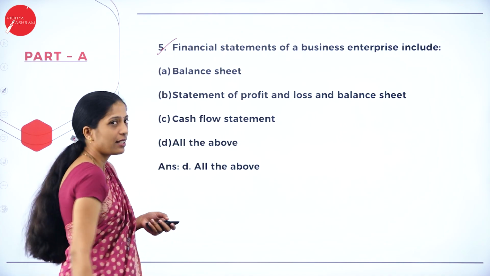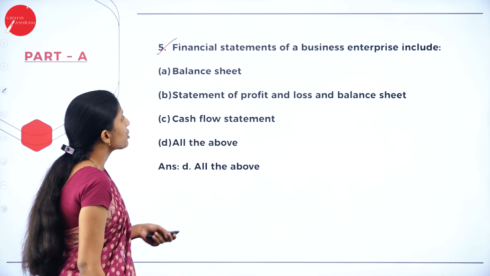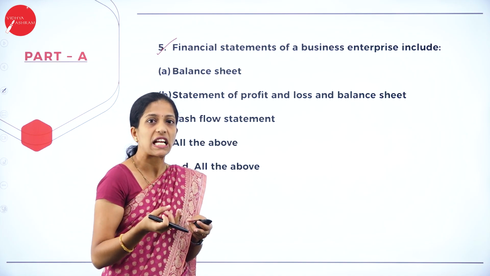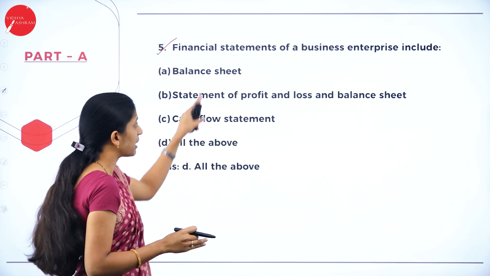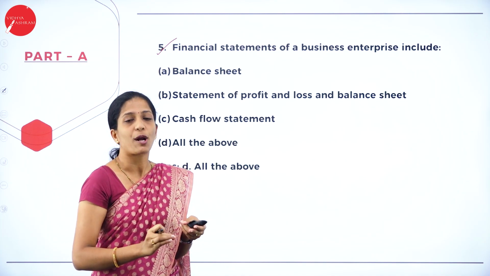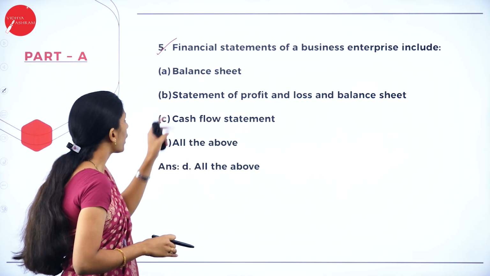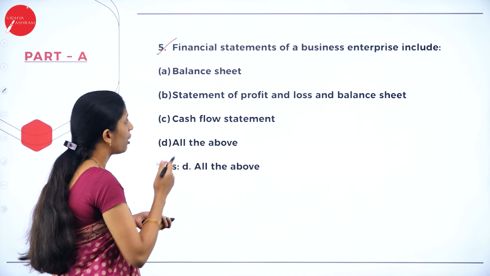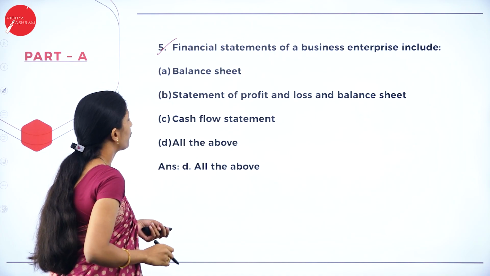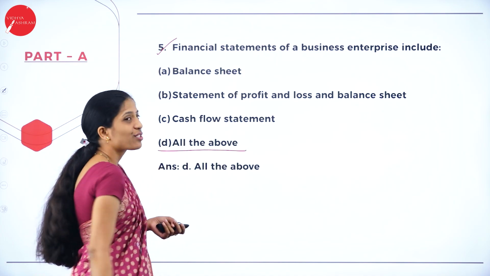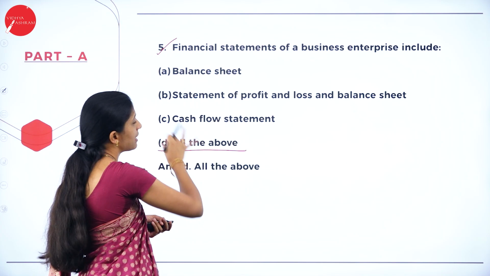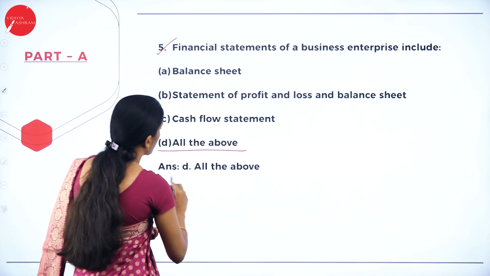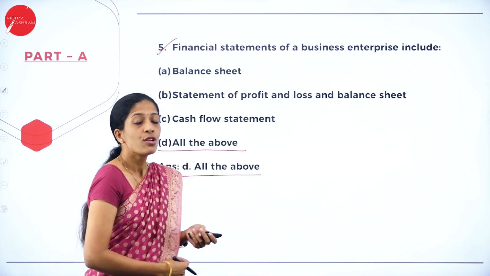Next, your fifth question, that is a multiple choice question. Financial statement of a business enterprise include. So, what are the financial statements of a business? So, they have given the options. So, read the options properly, then you have to answer. Option A, balance sheet. Option B, statement of profit and loss. Option C, cash flow statement. Option D, all of the above. So, your answer is what? These are all considered as financial statements of a business. So, your answer is option D, all of the above. So, hope you are clear.